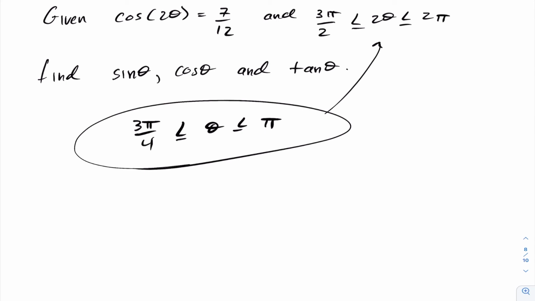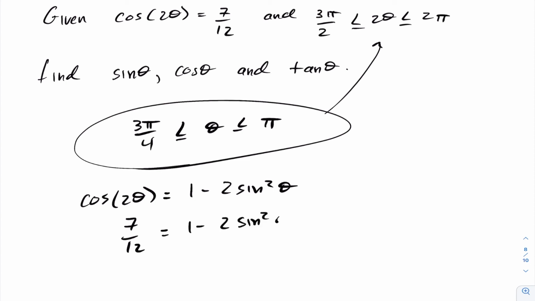If I want to find the sine, cos, or tan of theta, just the angle itself, let's take a look at our double angle formula for cos. Looking at our double angle formula for cos, we know that the cos of 2 theta is equal to 1 minus 2 sine squared theta is one of our options. We know the cos of 2 theta was given to us in the question as being 7 over 12. Now what I can do here is isolate for the sine of theta.